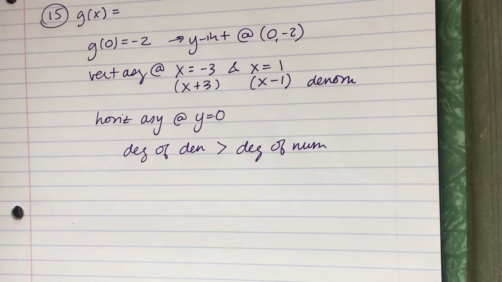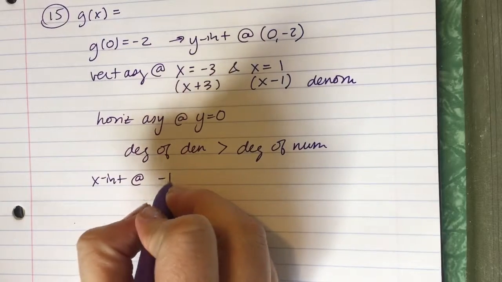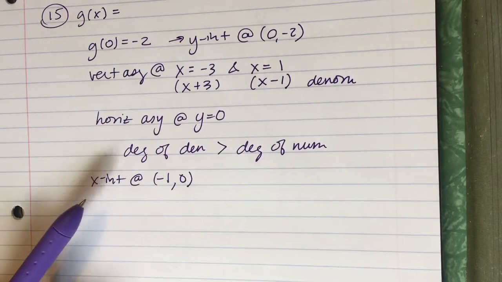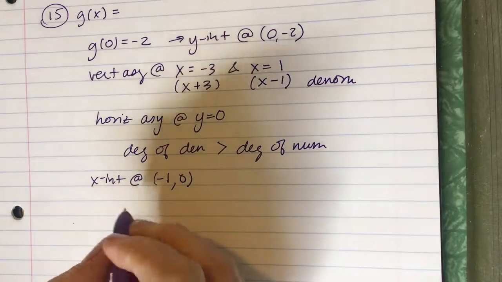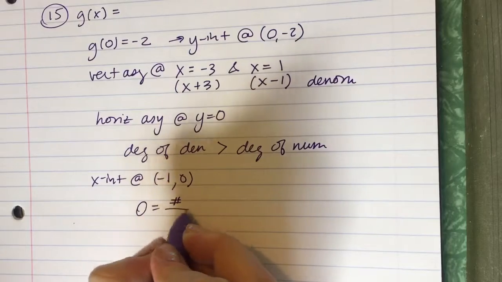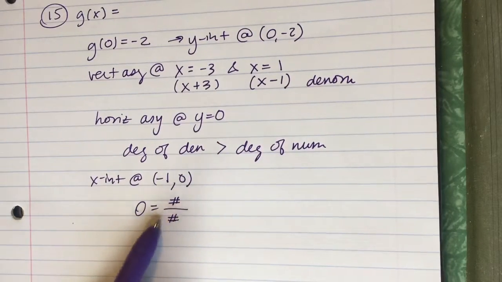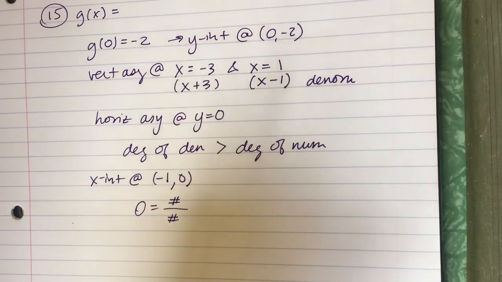And we have an x-intercept at (-1, 0). X-intercepts show up when we set y equal to 0, as you can see right there. And when we have a fraction, 0 equals a number over another number, there's nothing the bottom can do to turn this entire fraction into 0. Actually, what it can do is reach infinity.